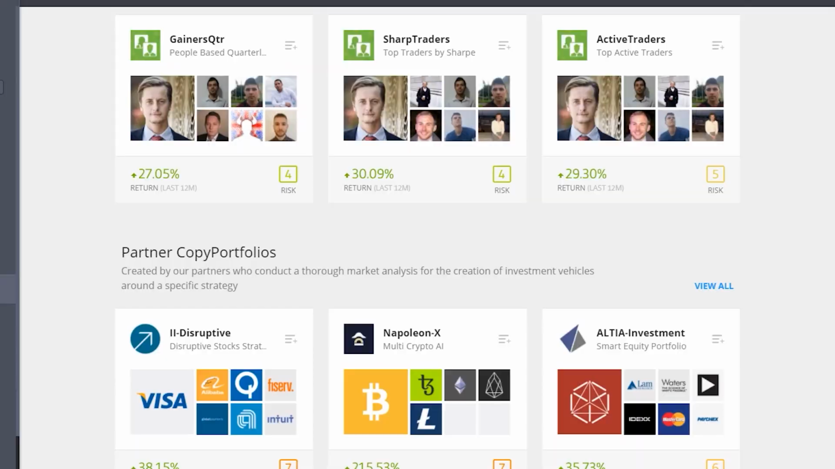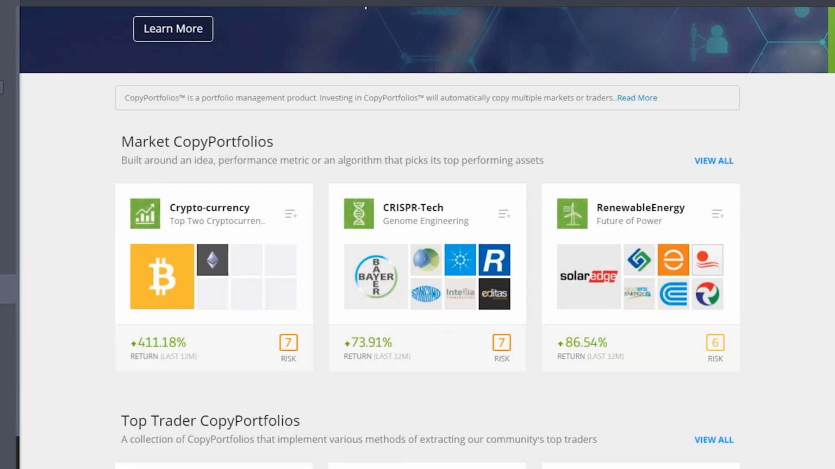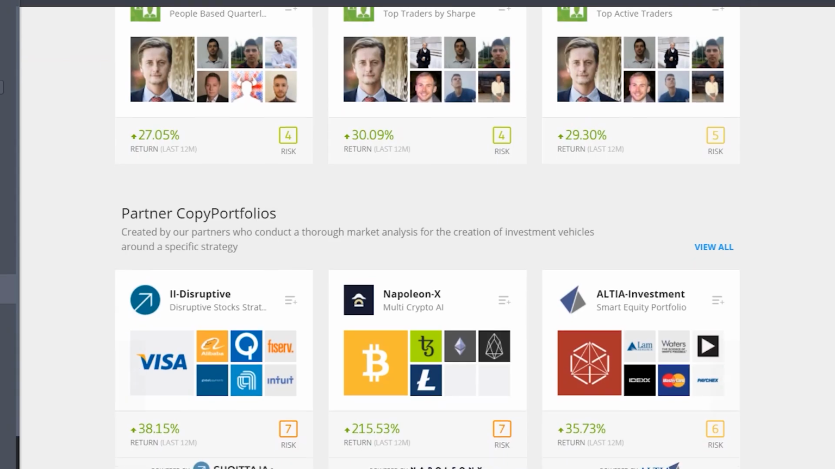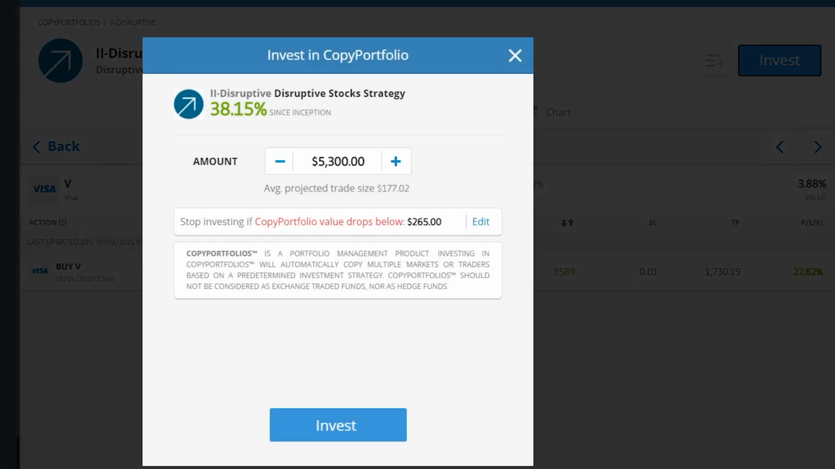2,000. So 1,000 minimum for market copy portfolios and 2,000 for partner copy portfolios. I'm just wondering why is it much more? Is there a strategy involved? I mean, it says specific strategy here. Does it close when it gets to a certain point? Is there more sort of intelligence behind it? On the virtual, let's copy.